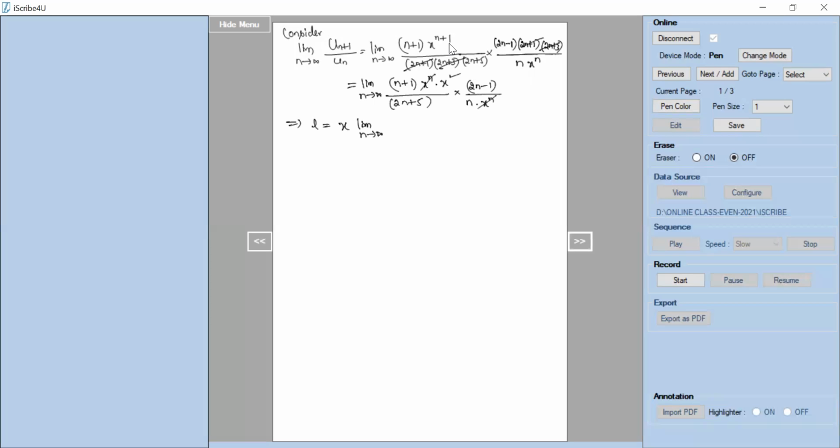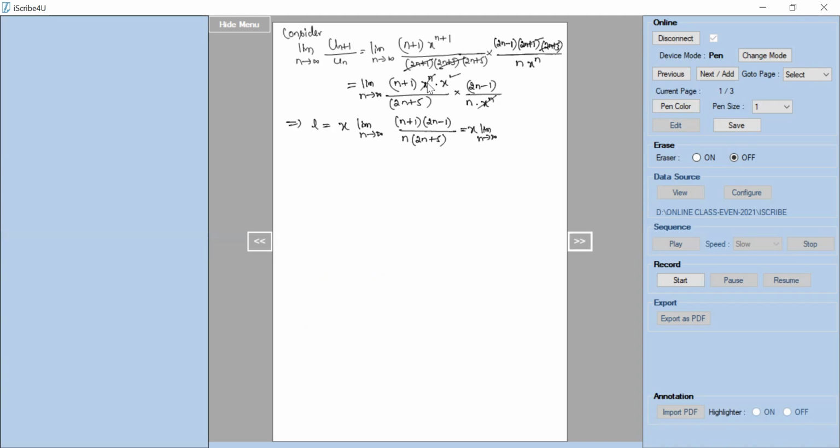So here it is (n+1) into this term. It is (n+1) into (2n-1), divided by this, n into (2n+5). So also I cannot substitute a limit directly, because if I substitute a limit directly, it becomes indeterminate.